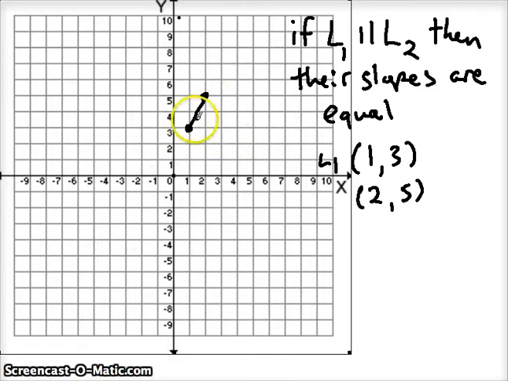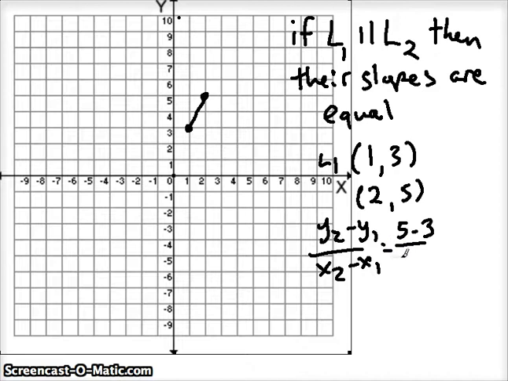Now I could look at these 2 points and figure out the slope, or we could use our slope equation. It looks like it's up 2 over 1. Let's make sure. Remember, y2 minus y1 over x2 minus x1. So that's 5 minus 3 over 2 minus 1, which gives us 2 over 1. Our equation matches that. That must be the slope of line 1.